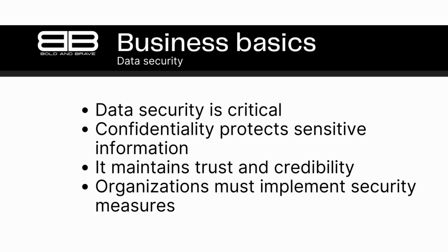To ensure confidentiality, organizations must implement appropriate security measures, such as access controls, encryption, and secure data storage. They must also provide regular training and education to employees on the importance of data security and confidentiality. In conclusion, confidentiality is a critical aspect of data security that ensures sensitive information remains private and secure. It is essential for maintaining trust, complying with legal and regulatory requirements, and protecting personal and sensitive data. Organizations must prioritize confidentiality and implement appropriate security measures to ensure the safety and privacy of their data.